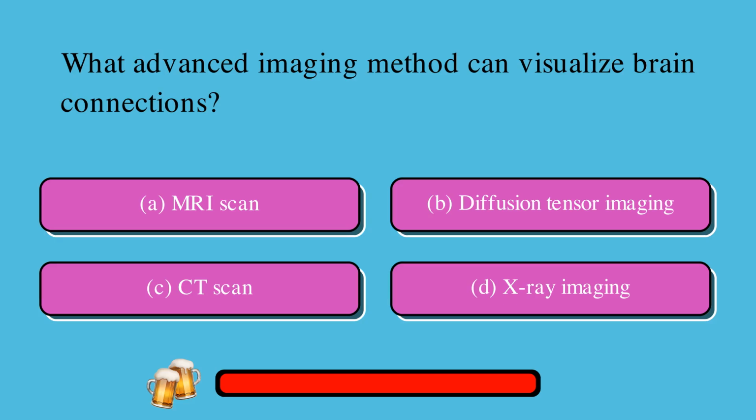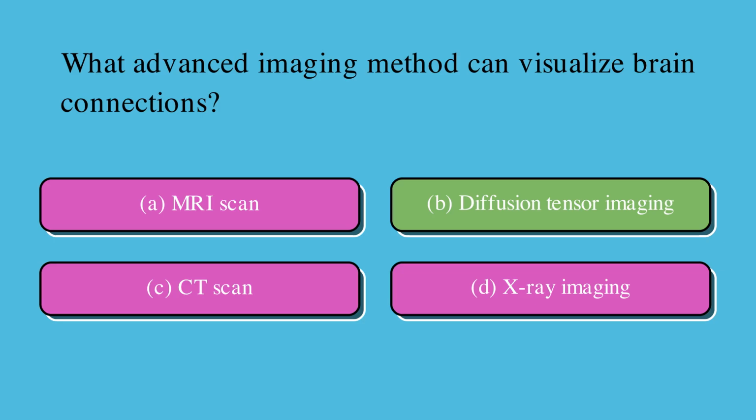What advanced imaging method can visualize brain connections? A. MRI scan, or B. Diffusion tensor imaging, or C. CT scan, or D. X-ray imaging. The correct answer is B. Diffusion tensor imaging.